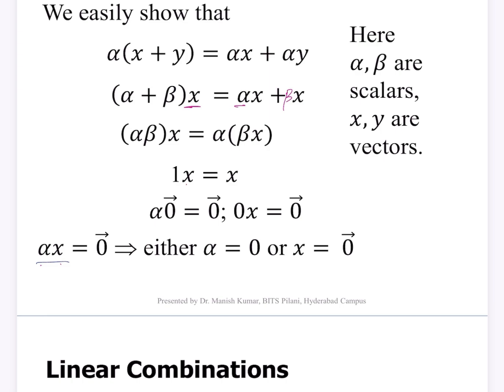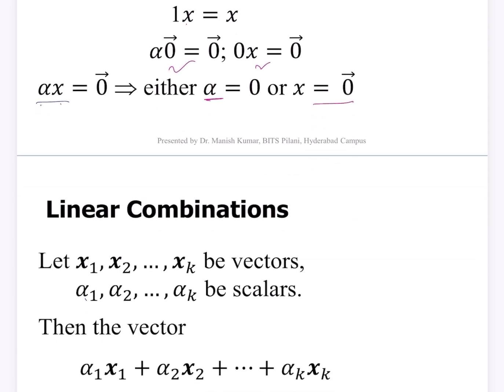If alpha times x is 0, then either alpha is 0 or x is 0. If you see from here, x is a 0 vector or the scalar alpha is 0, then the product will be 0, right?